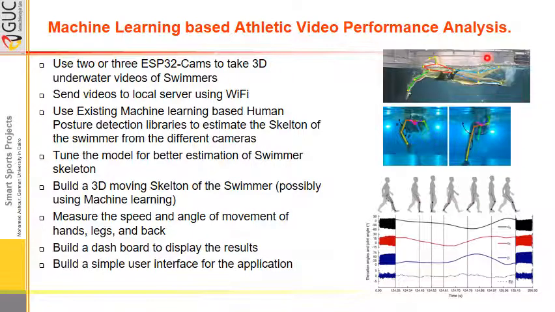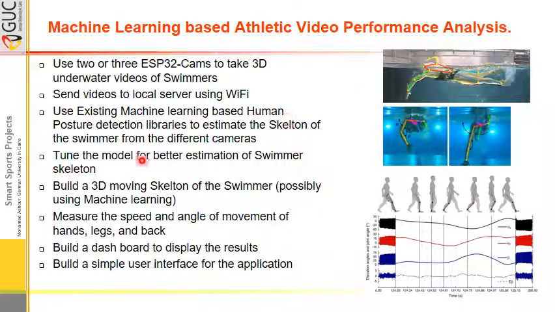In this project, the objective is to use ESP cameras to take pictures of an athlete, in this case a swimmer, from different sides. So in this example, we're taking a picture from the side and from the front. These pictures would be sent to a local server using Wi-Fi. Here you would do something similar to what you did in the internet course, where you build a server, a connection, and you regularly send the pictures to that server.